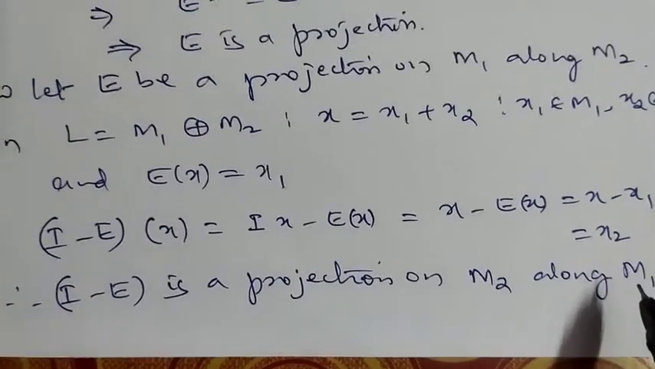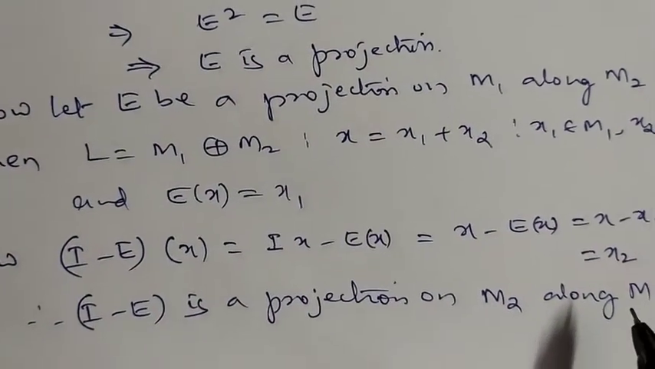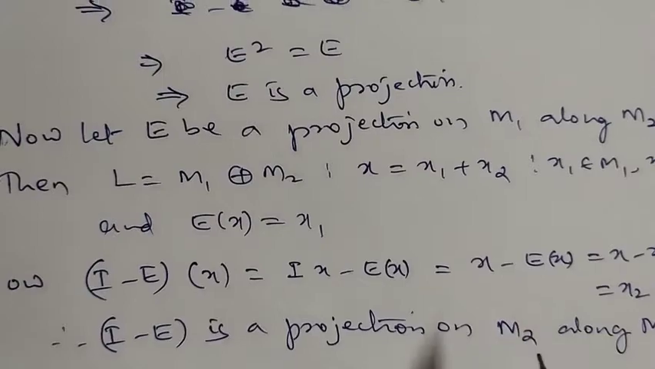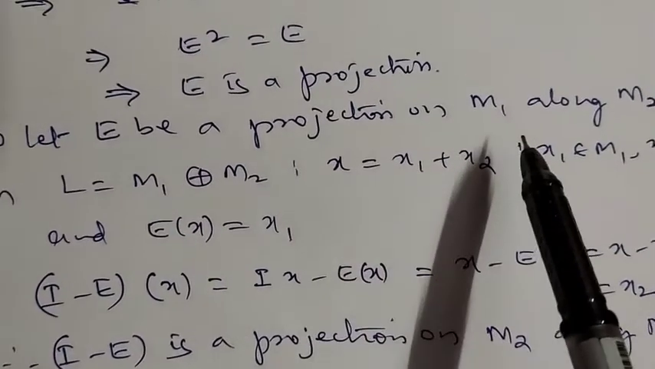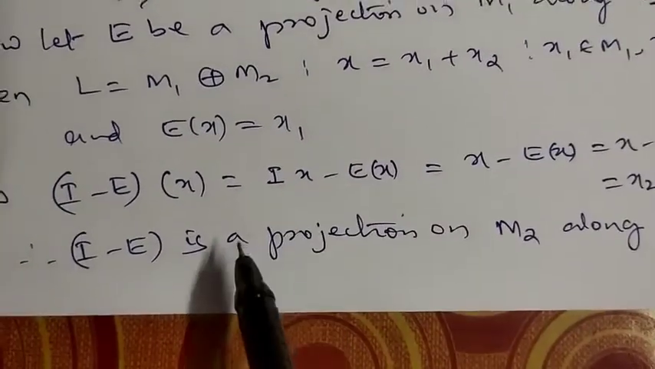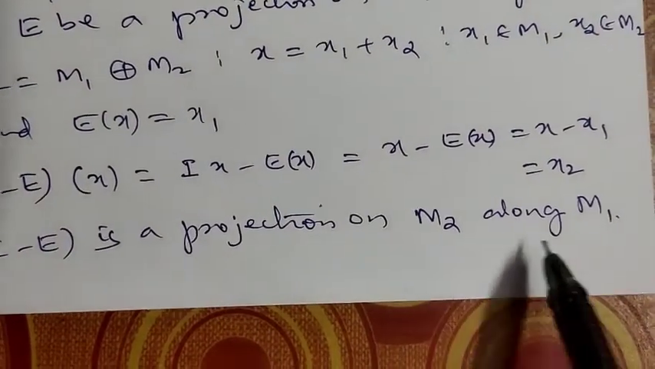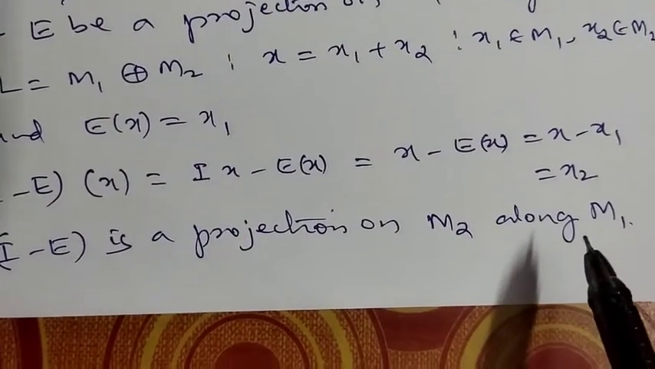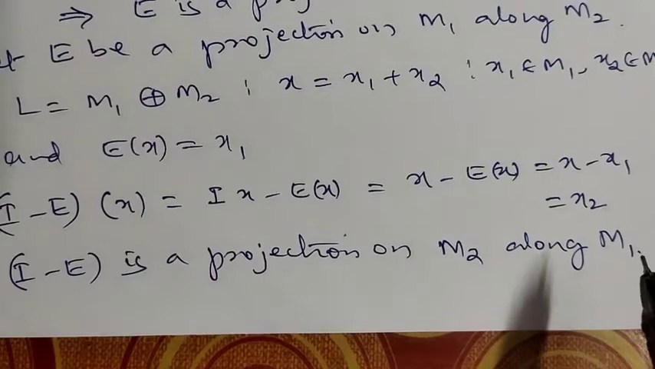So we have shown that if E is a projection, then I minus E is also a projection. Further, if E is a projection on M1 along M2, then I minus E is a projection on M2 along M1. It reverses. Okay. So these are the few results for this class.